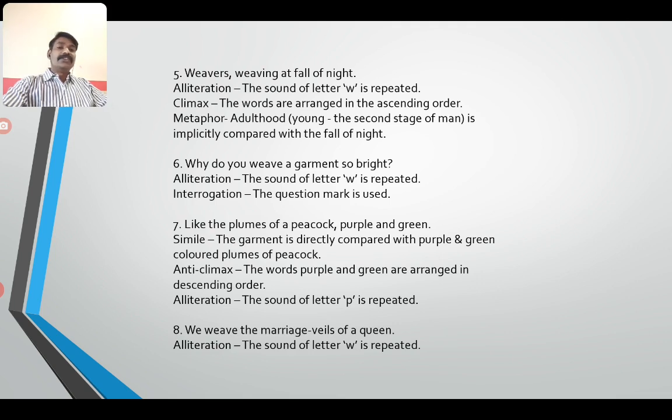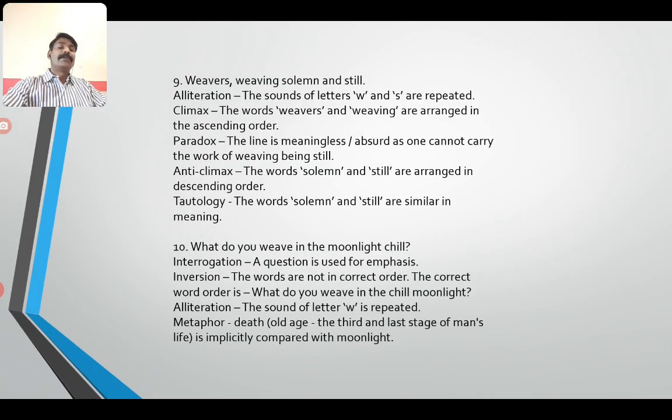"We view the marriage bells of the queen." Once again alliteration, W, W. These sounds are repeated in the sentence. That's why it's alliteration. Ninth: "Weavers weaving solemn and still." Alliteration, the sounds of the letters W and S are repeated in the same line: weavers, weaving, solemn, still. So obviously alliteration takes place here.